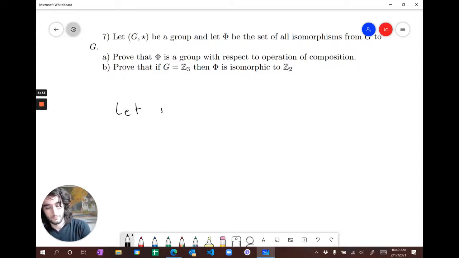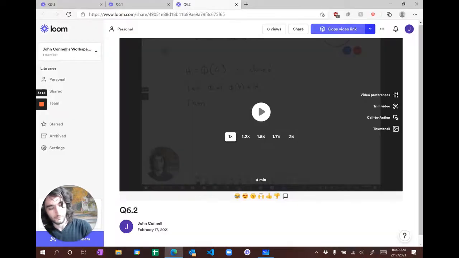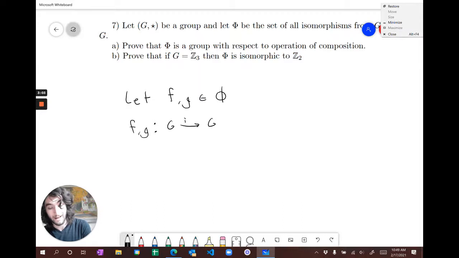So let's start by picking two elements in there. I guess I'll draw it like that with a capital. Actually, that looks stupid. I'll do it like that. So what does that mean? So that means F and G are both functions that map from G back to G, and they're both isomorphisms, right? So they're both bijective and homomorphisms.